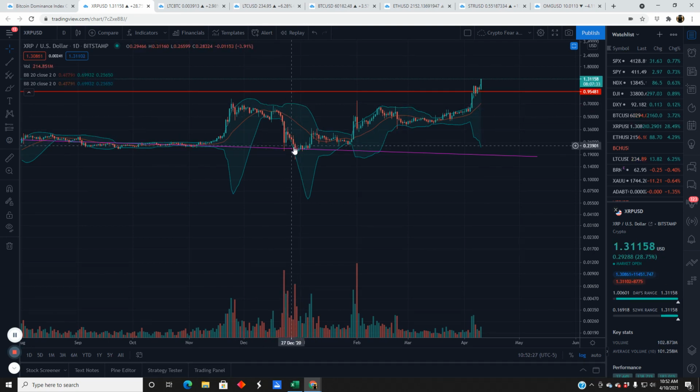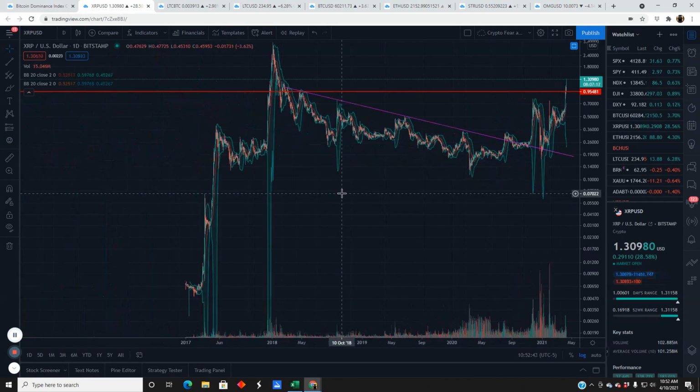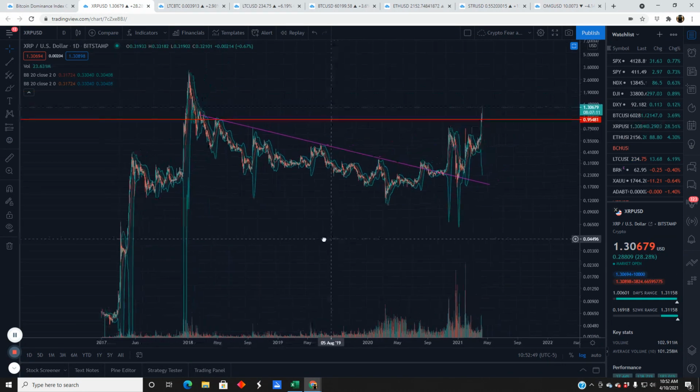Once it started closing, it started consolidating, and then it pinched right here, and then the mouth started opening again, pinched right here, both mouths started opening. So this one, we haven't seen anything like this since back over here. Same thing here, same thing here. So that's how you use Bollinger Bands.